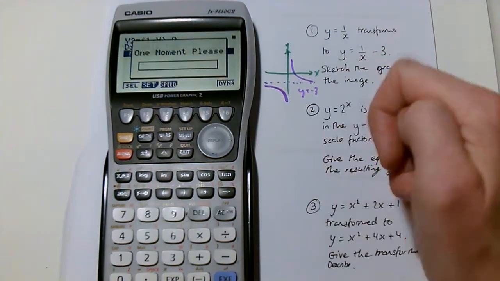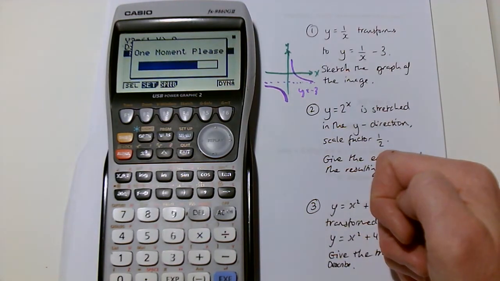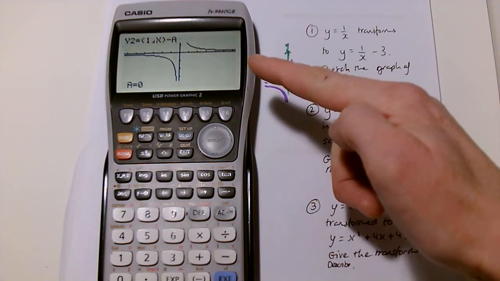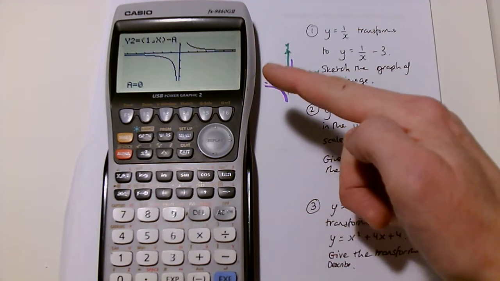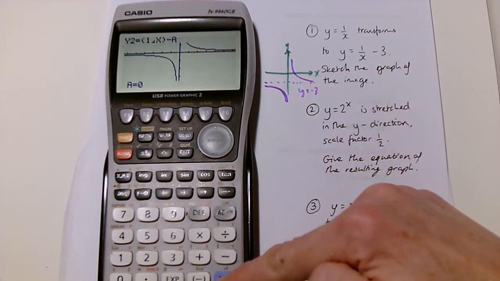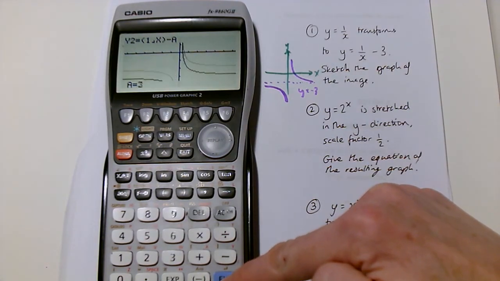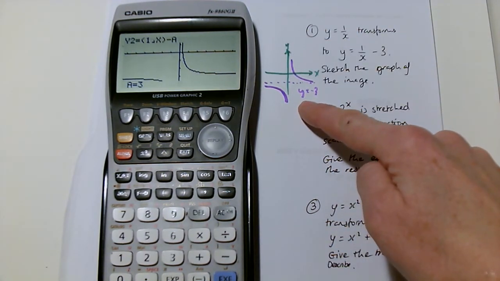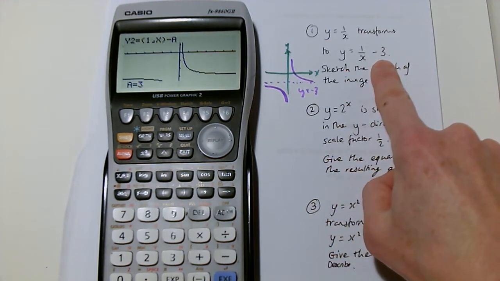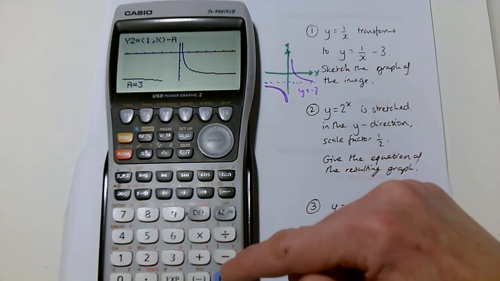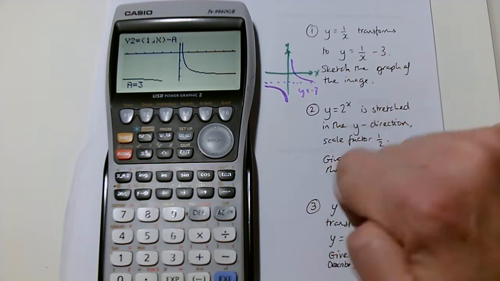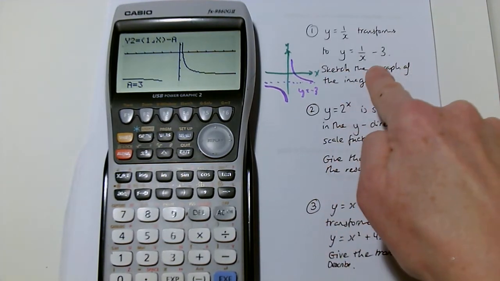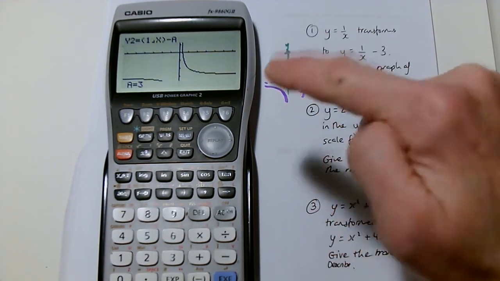Okay, so press dynamic. Right, now my speed is set at stop go, so I have to press execute to see the graph moving. So there we go. We can see it's just slid down. So it's a translation scale factor -3. Add and subtract is translation, okay, in the y direction. So that seems sensible, doesn't it? So we've sketched it there.